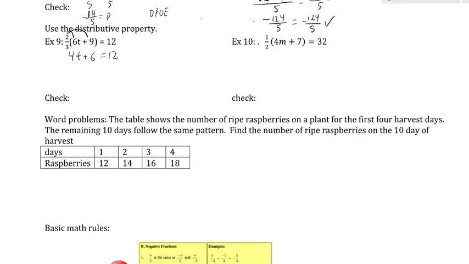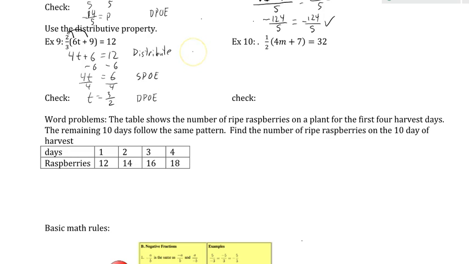Then you're in your two-step equations. You subtract 6 from both sides and divide by 4. So we distributed. We subtracted 6 from both sides using the subtraction property of equality and simplifying. And then we divided both sides of the equality by the same number and simplified.